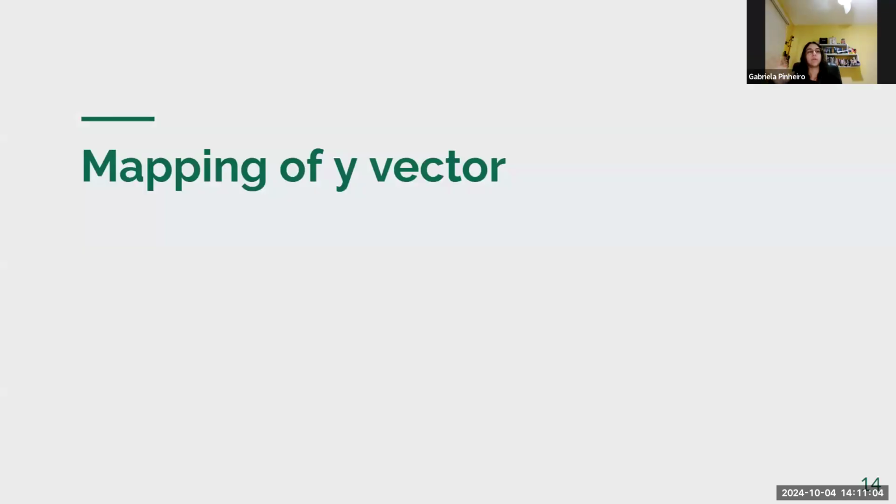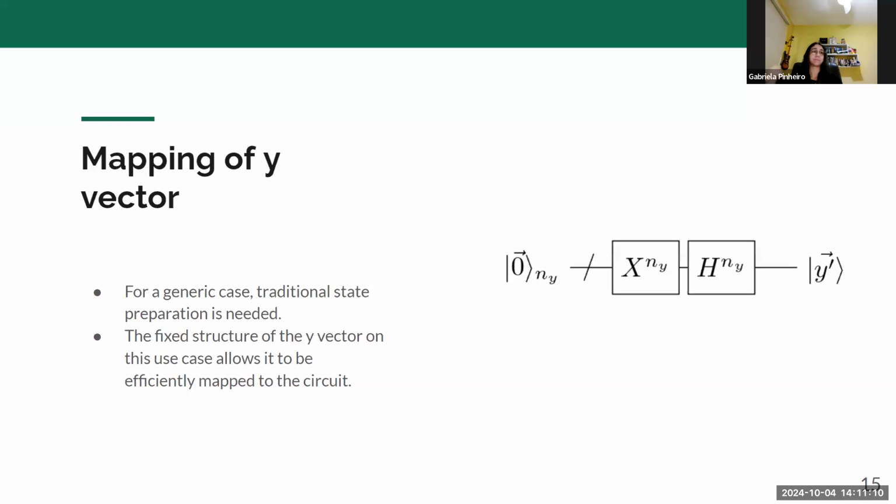So going to each step of the circuit creation, we start with the mapping of the y vector. In a generic case, you need to apply a traditional state preparation, a well-known quantum algorithm, which is also considered one of the bottlenecks of the HHL algorithm, because you cannot reach the exponential speedup with that state preparation.